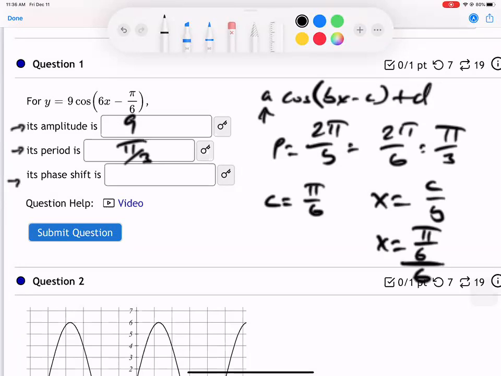Now, that doesn't look right. Some people say, Mr. Go, that's just pi. Don't do that to yourselves. Write it out. Pi over 6 divided by 6, multiplying by the reciprocal, the reciprocal of 6 is 1 over 6. That's actually pi over 36. It's an easy question to get wrong, and a lot of kids kept messing up on their phase shift. So the phase shift is x equals C over B. Please make note of that so you don't make that mistake again. It's a simple, easy mistake to fall into.